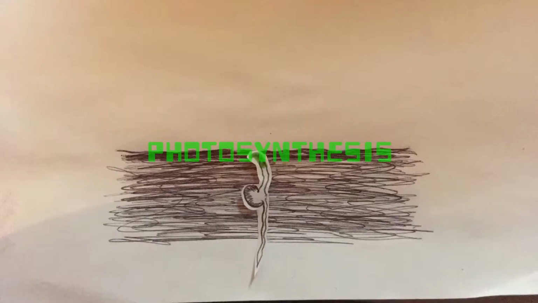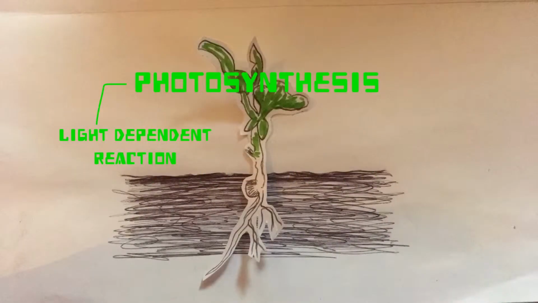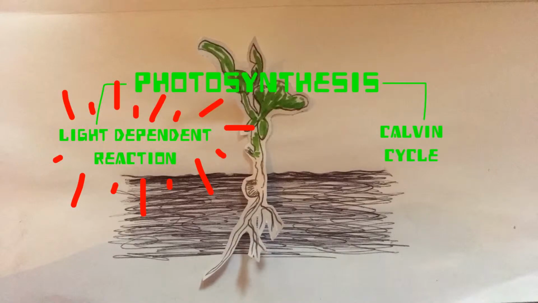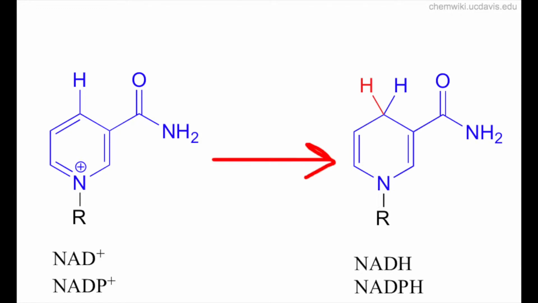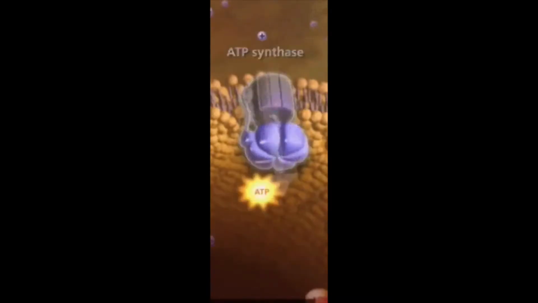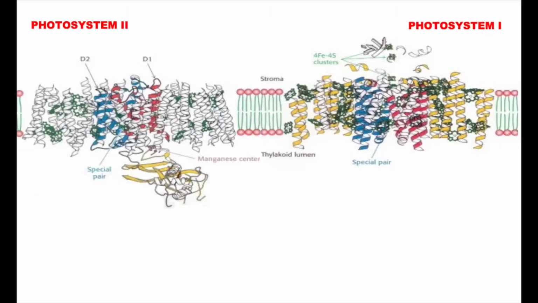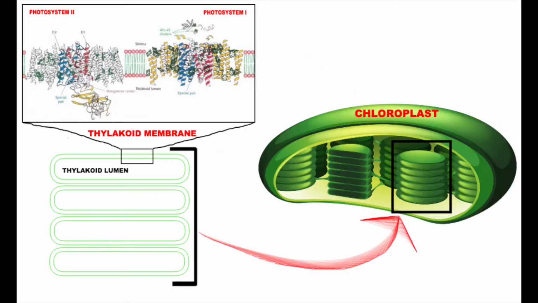Photosynthesis can be divided into two processes, a light reaction and the Calvin cycle. During the light reaction, solar energy is converted to chemical energy via the reduction of NADP to NADPH and ATP synthesis. This occurs in photosystems 1 and 2 embedded in the thylakoid membrane of the chloroplast.